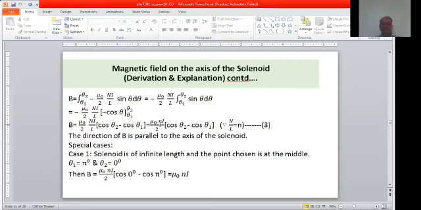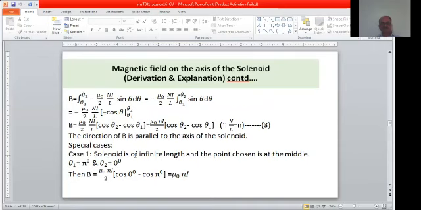This equation is slightly modified, because here capital N by L is the number of turns per unit length, so that is also included here. It is mu naught n i upon 2 into cos theta 2 minus cos theta 1. In this way the expression is simplified. The direction of B is always parallel to the axis of the solenoid, and whether B is towards right or left depends upon the direction of the current. Very simple.